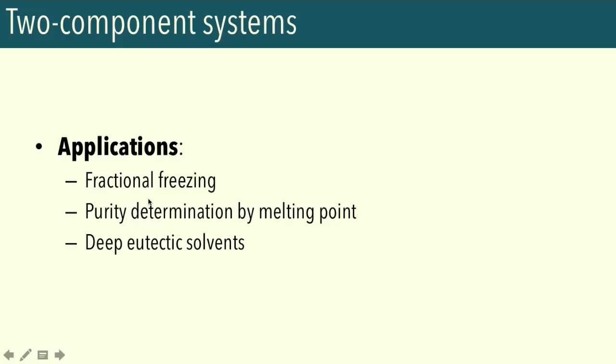Another application, probably more familiar to you, is the purity determination of solids by changes in melting point. As you know from your laboratory classes, when a solid has an impurity, its melting temperature tends to decrease due to the disruption of its crystal lattice by the impurity. Another application is so-called deep eutectic solvents, which are liquid mixtures of two components that have a melting temperature much lower than those of the pure components. We'll see how this forms when we discuss the phase diagram.